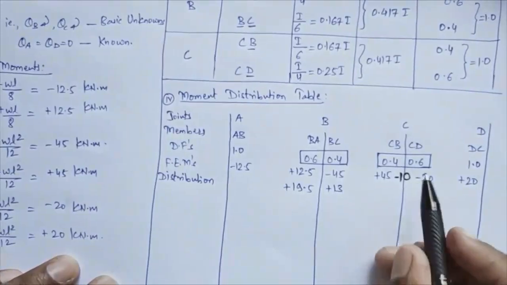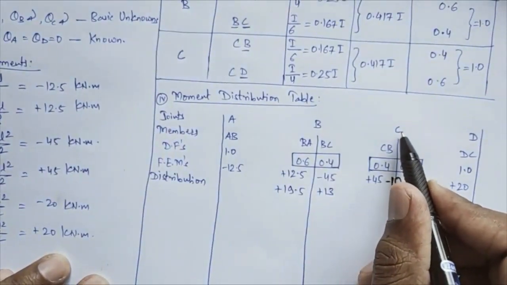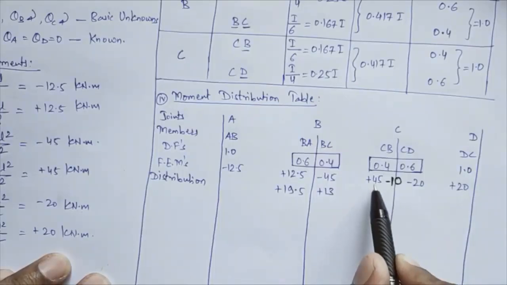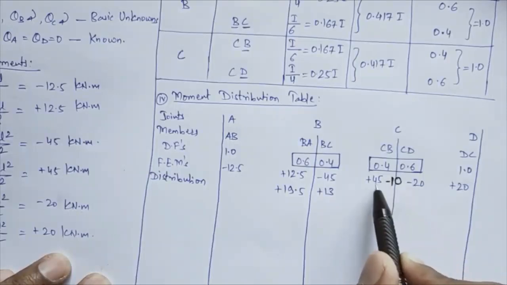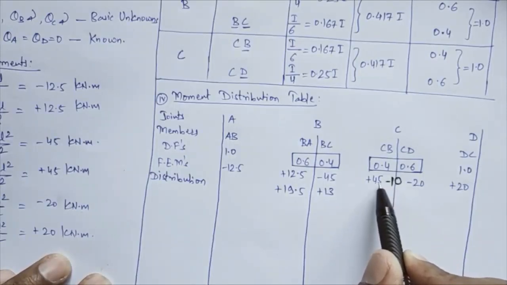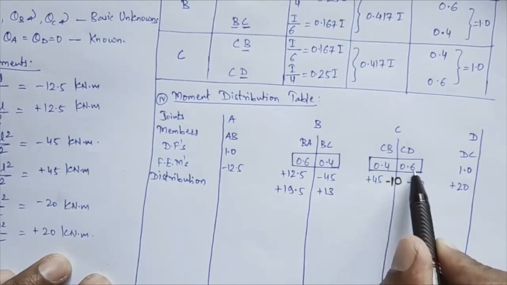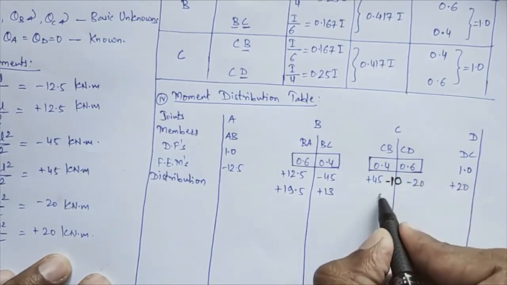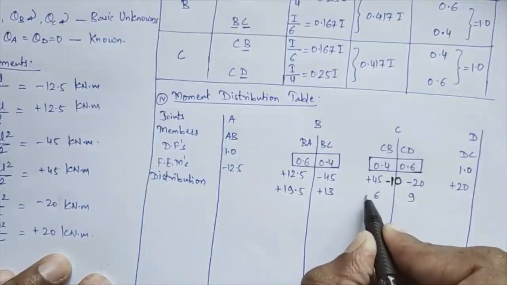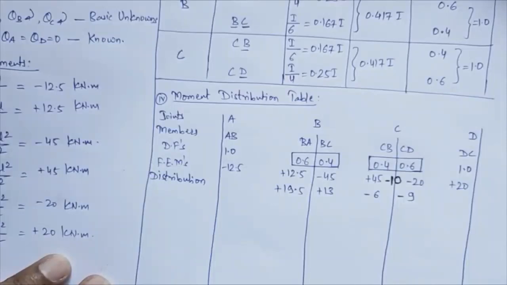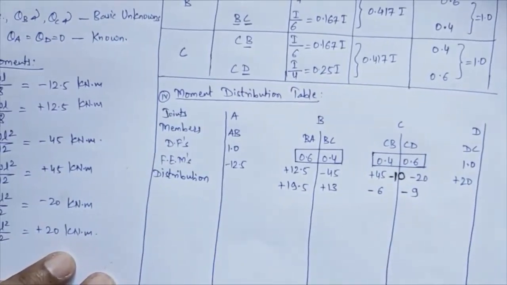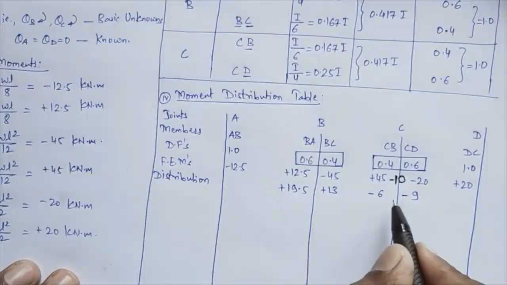In the same way, you also have to do the distribution for joint C. For C, 45 minus 10 and minus 30, so 45 minus 30, you'll get plus 15. 15 into 0.4 and 15 into 0.6, that is 6 and 9, but you have to do the distribution with opposite sign, so those will come negative again. So this will be my distribution.